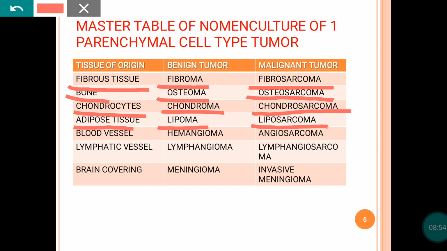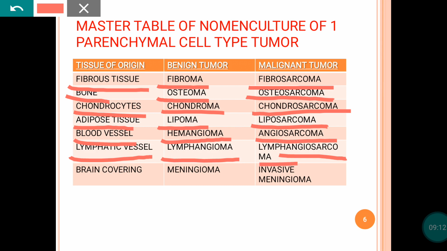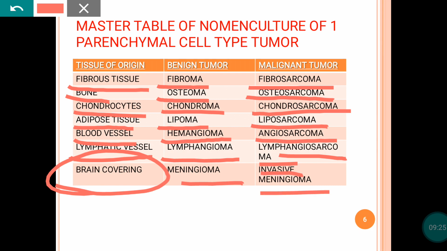If the tumor is arising from the blood vessel, then the benign tumor is known by the name hemangioma, while the malignant tumor is known by hemangio or angiosarcoma. If the tumor is arising from lymphatic vessel, then the benign tumor is known by the name lymphangioma, while the malignant tumor is known by the name lymphangiosarcoma. Here is the exception. The brain covering tumor is known by the name meningioma, but the malignant tumor is not known by the name meningiosarcoma. It is known by the name invasive meningioma.